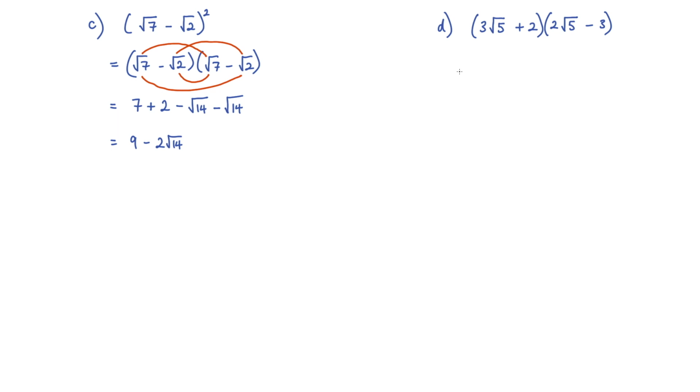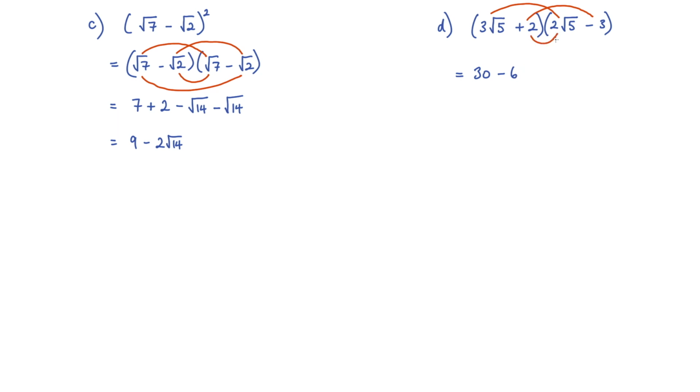And on to d here. Well, let's take the first terms here. We've got 3 root 5 multiplied by 2 root 5. Well, the 3 multiplied by the 2 will give me 6. And the root 5 by the root 5 will give me 5. So 6 multiplied by 5 is 30. Let's look at the last terms here. We've got a plus 2 and a negative 3 here. So the answer is going to be a negative 6.